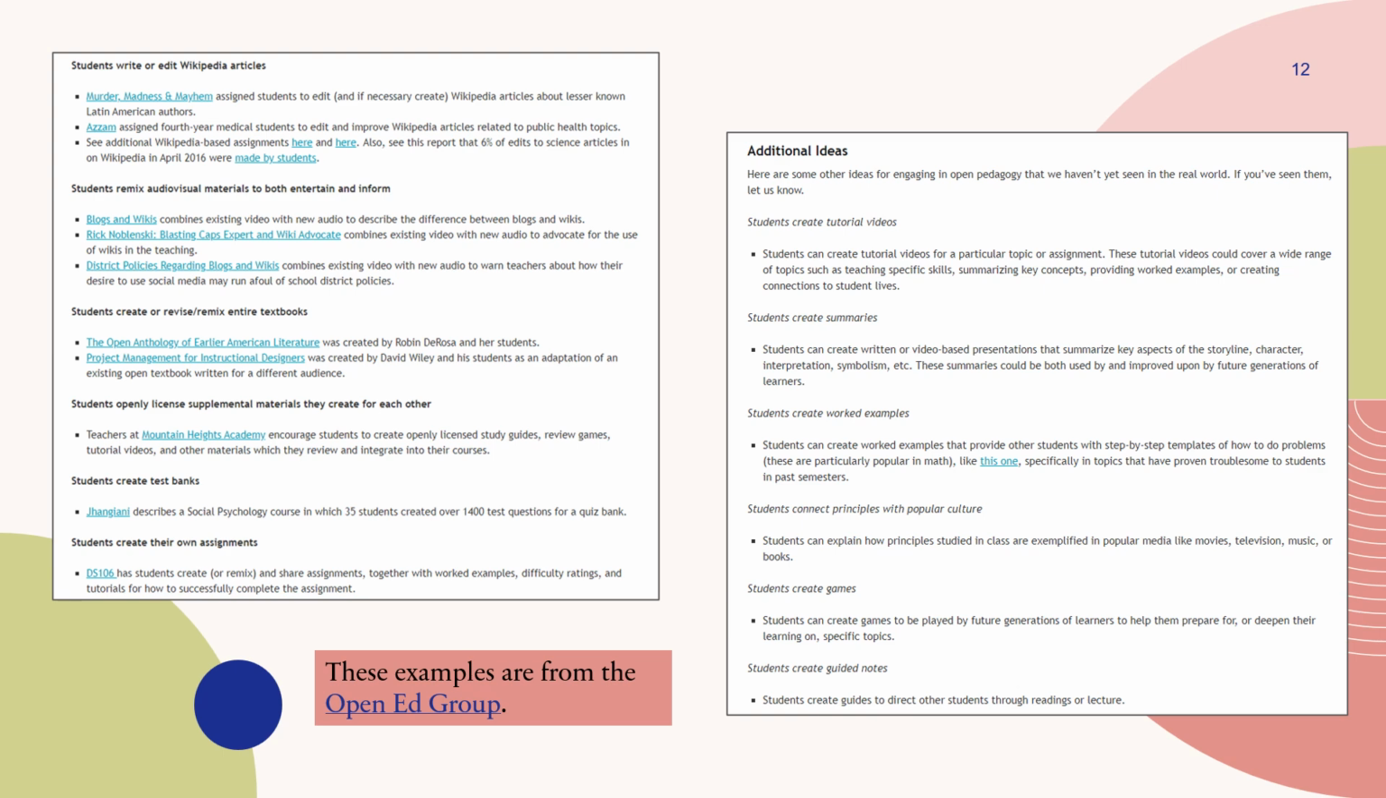The examples on this slide are from the Open Ed group. They include two lists. One is of assignments that have actually been used in courses with links to examples and practice. And the other list includes other ideas related to open pedagogy that the list makers hadn't seen in the real world at the time of creating the list, but felt would work well as open assignments.